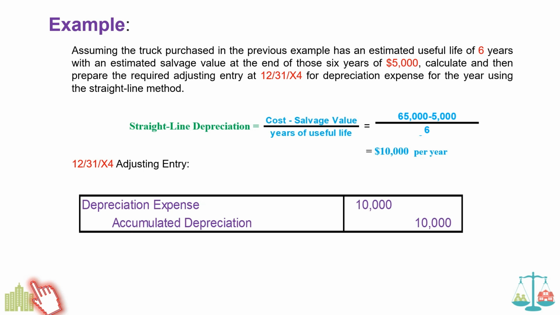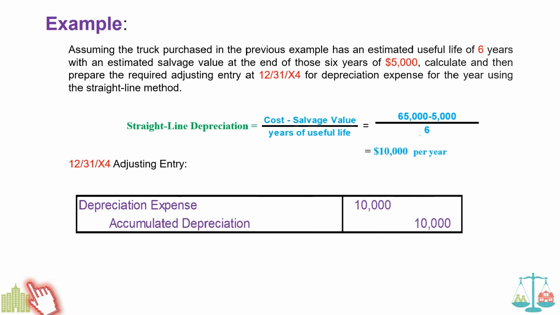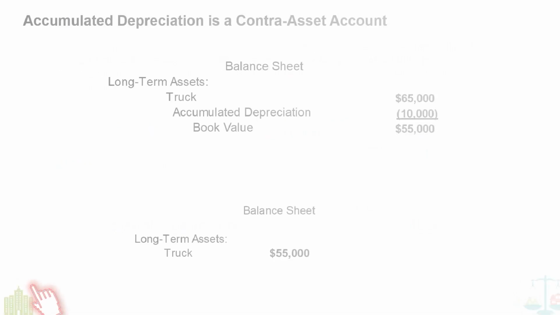But instead of crediting truck, we're going to credit an account referred to as accumulated depreciation. What kind of account do you think that is? Accumulated depreciation. What we want to reflect here is that a portion of the truck is being used up. We want to reduce the truck. And so this accumulated depreciation account is effectively a reduction of the truck account, or a reduction of an asset account. We call that a contra-asset account.